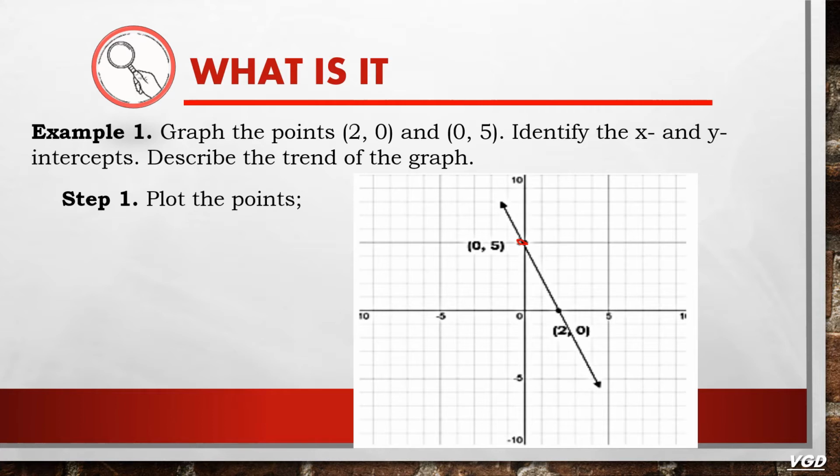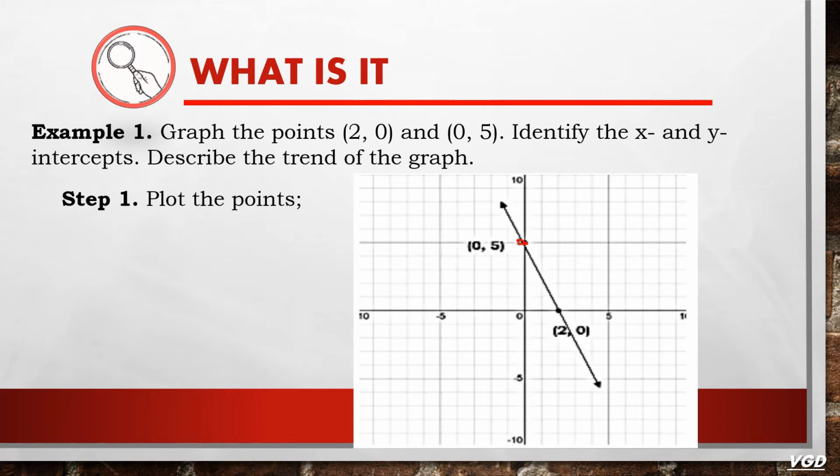0, 5. Or we can either plot 2, 0 or 0, 5, whichever comes first. So this time we plot 0, 5 first. So as you can see, x has no value, so we start from the origin. Since 5 is positive, we're going up. So that's why we have here the 5.